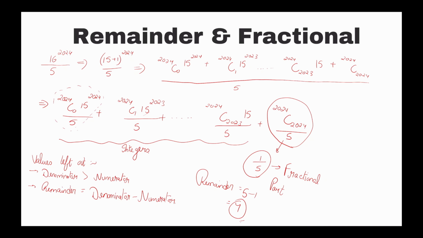So this is how you are supposed to solve questions related to remainder and fractional theorem. Again, there is no specific formula for you to solve such questions. You must open up your binomial expansion, try to find values which can be divisible by your denominator, and then solve your question.